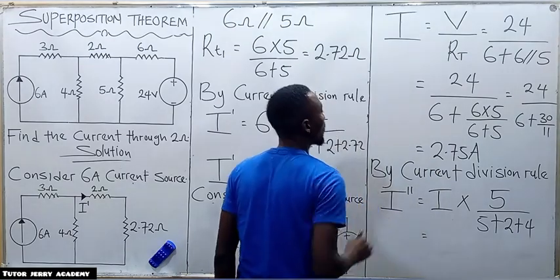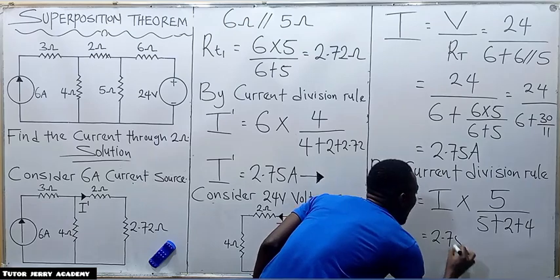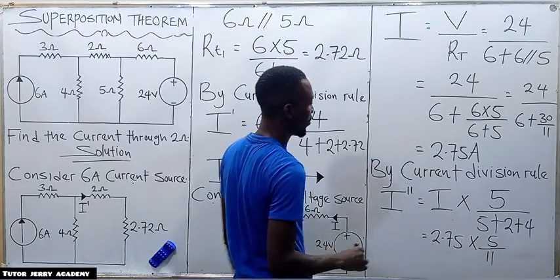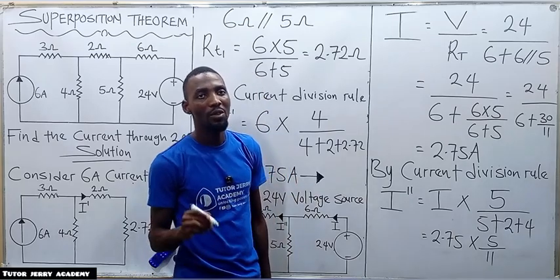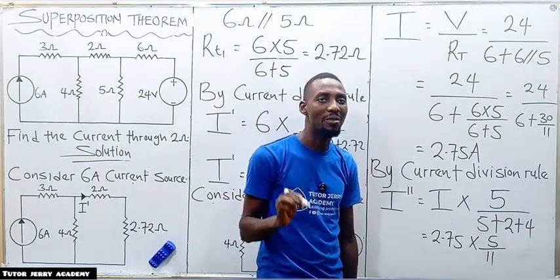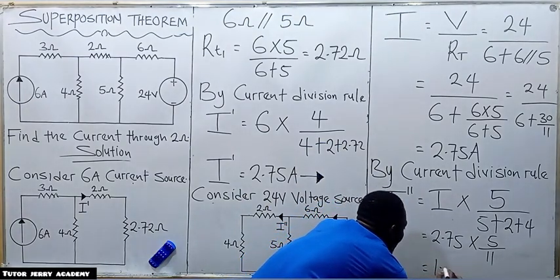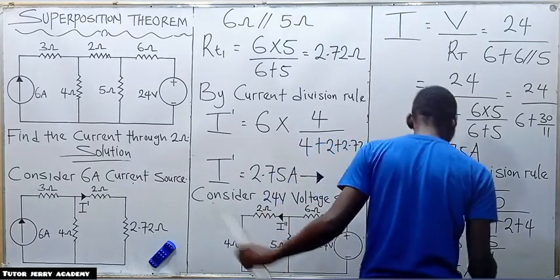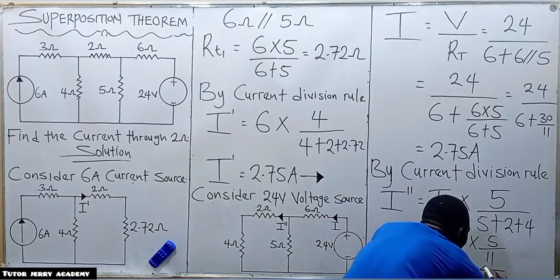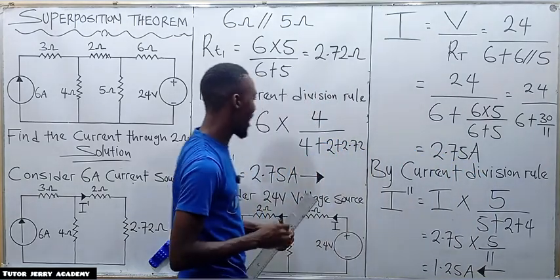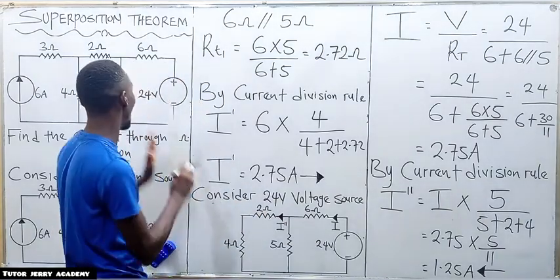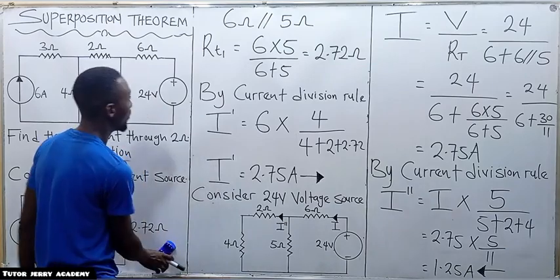So this will be equal to 2.75 multiplied by 5 over 11. All right, so 2.75 times 5 divided by 11, you are going to have this equal to 1.25 amperes. What will be the direction? The direction will be leftward. All right, so that's it. Now that we have gotten I prime and I double prime, we can therefore add the two effects together according to the superposition rule.